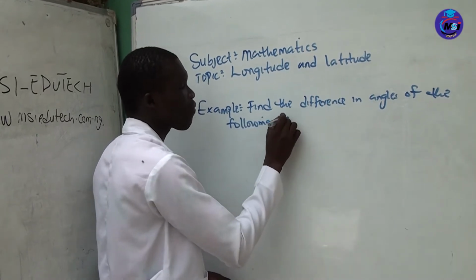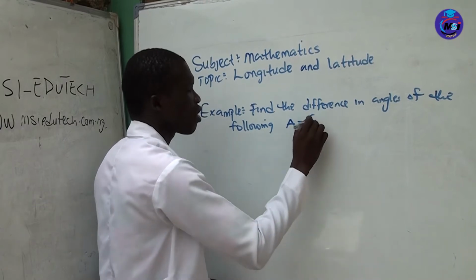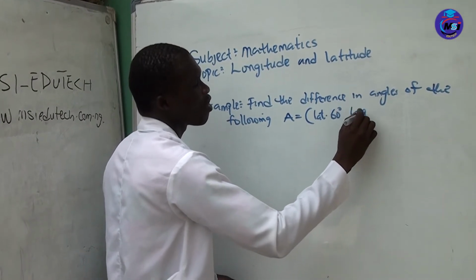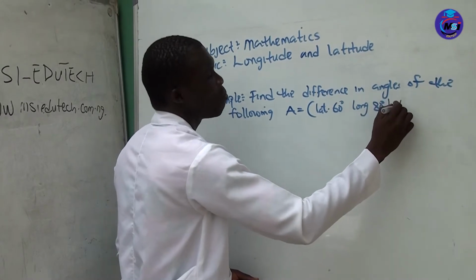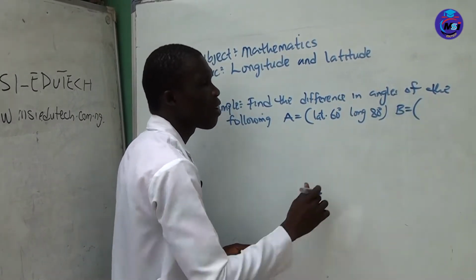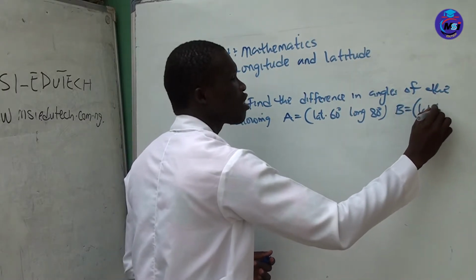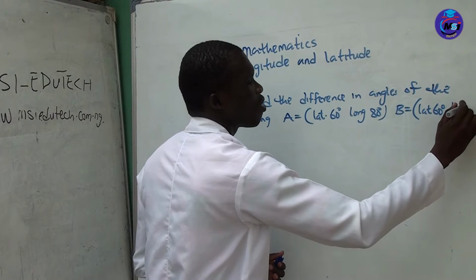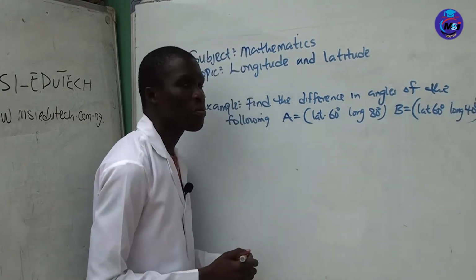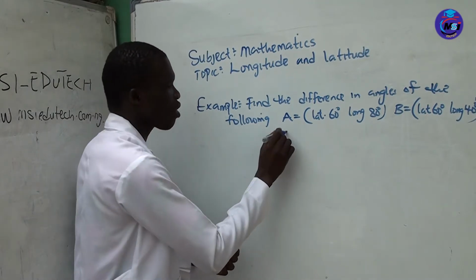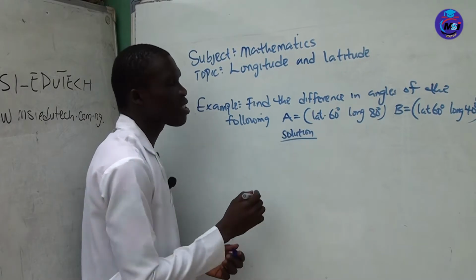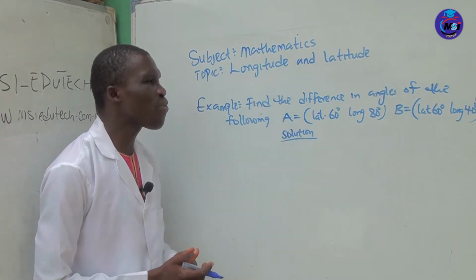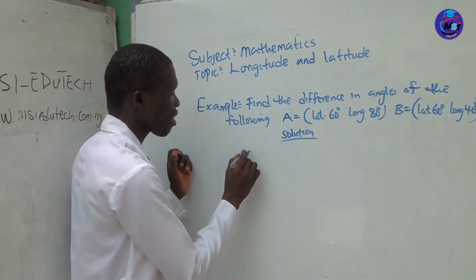We have A equals latitude 60 degrees and longitude 80 degrees. B, we have latitude 60 degrees and longitude 40 degrees. Now, looking at this, we want to represent this with the shape of the earth. How can we represent such things, and then how can we find the difference in angles? You draw like this.